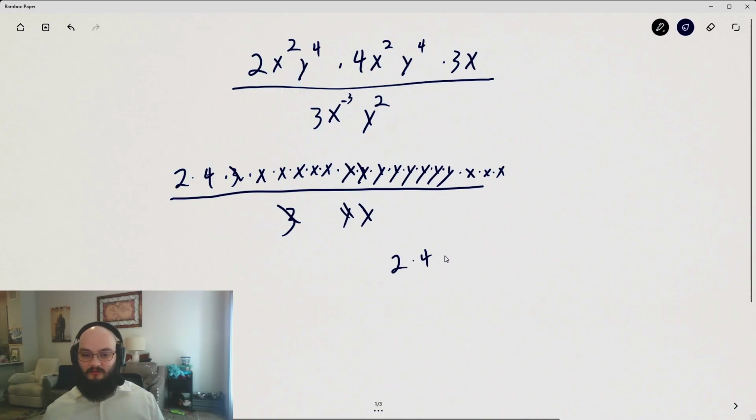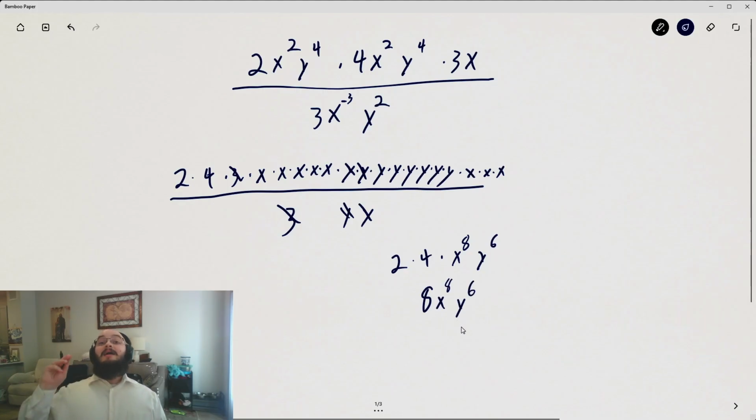We would have 2 times 4 times 8 of those x's, and 6 of those y's. So that would be 8, since 2 times 4 is 8. X to the 8th, y to the 6th. That is explicitly everything that's happening in this simplification. But let's use some exponent properties to make this go faster.